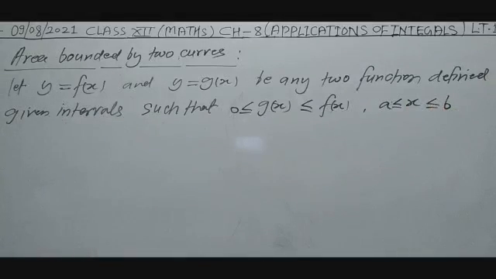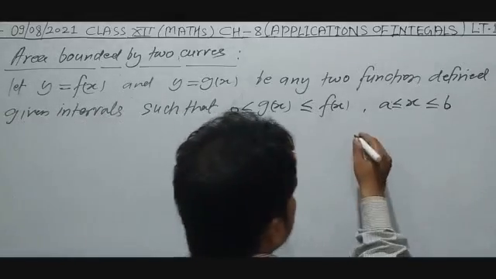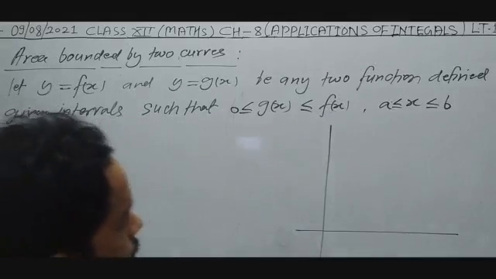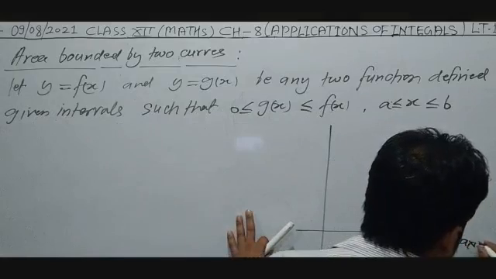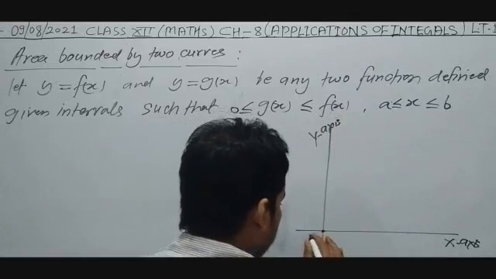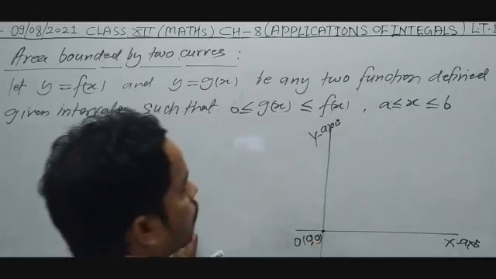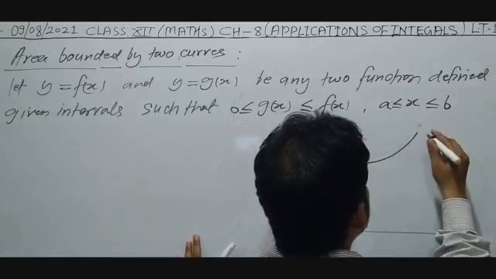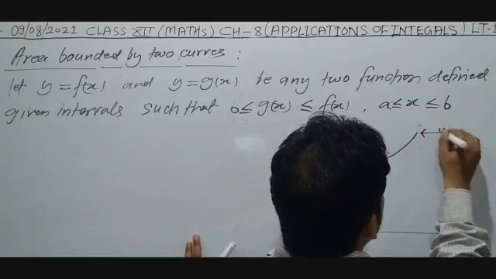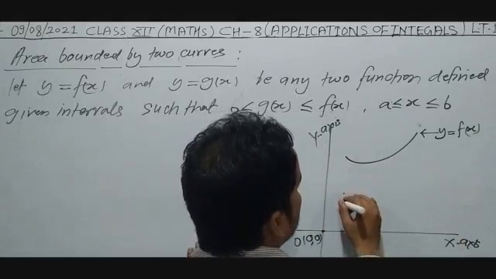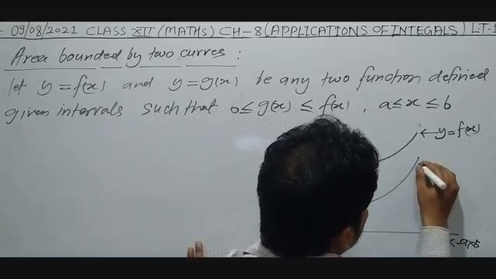Now suppose we draw the graph. First of all, this is the x axis and y axis. Now suppose this is the curve y is equal to f(x), and this is any curve y is equal to g(x).